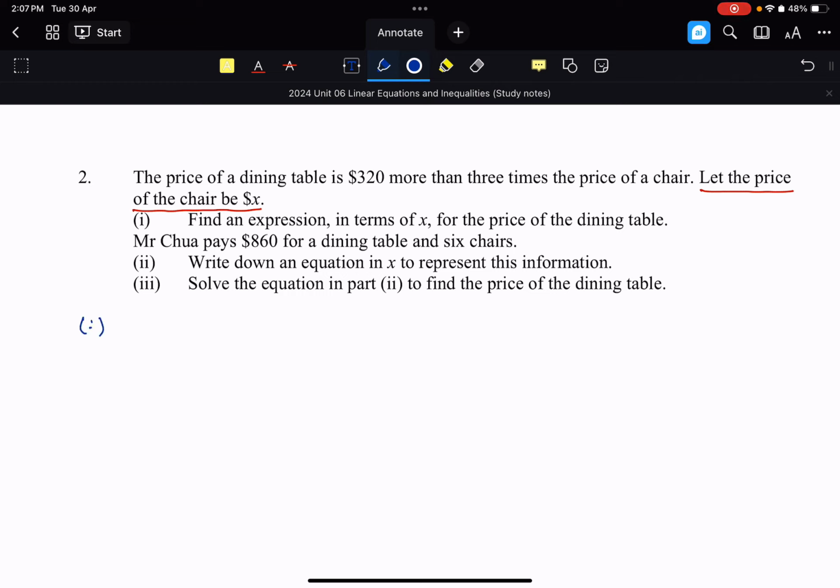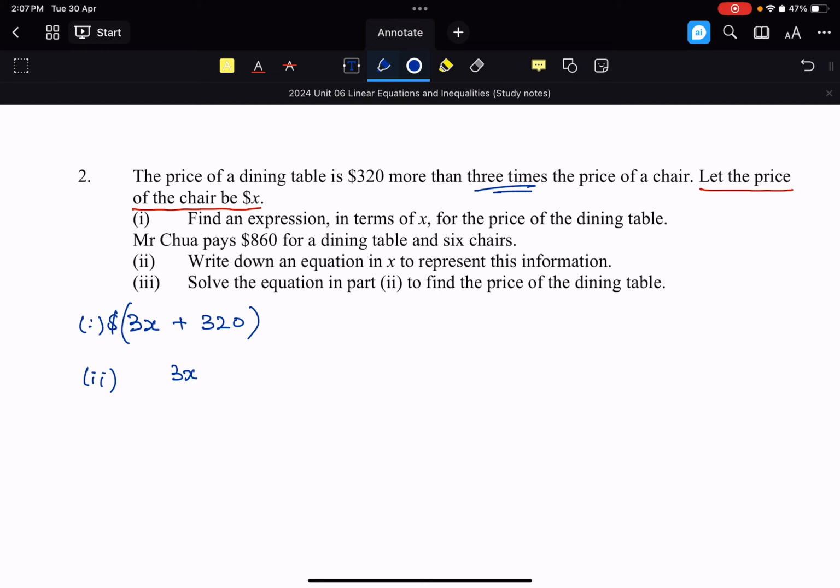In part 1, they ask us for the price of the dining table. In this case, it is 3 times x plus 320 dollars. Part 2, write down an equation to represent this information. So he pays 860. What it means is that 3x plus 320, which is the price of the dining table, plus 6x, because 6 chairs, each chair is x dollars, will be equals to 860.